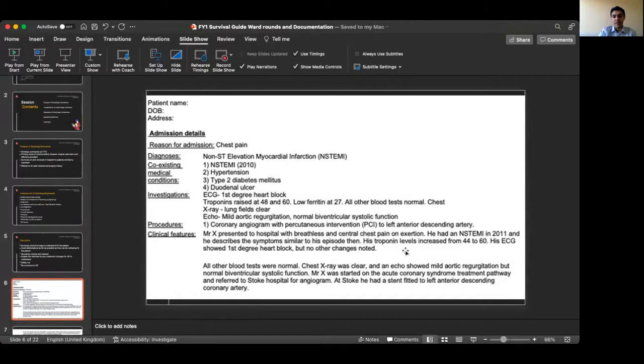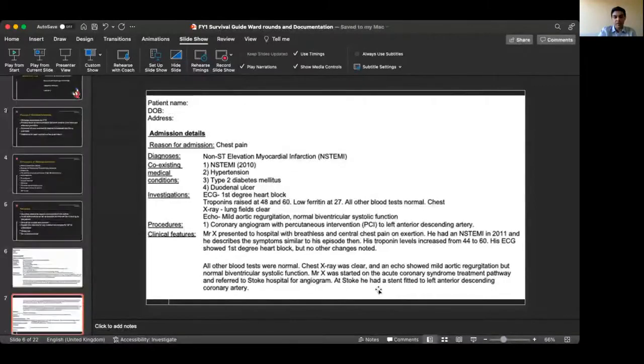So again, this is aimed at the GP. It's important for the GP to know the results of any investigations we did. All other blood tests were normal, chest X-ray was clear, and echo showed mild aortic regurg with normal systolic function. I next go on to tell the GP and the patient about the management plan we've initiated for this patient whilst in hospital. So we treated for acute coronary syndrome, and we referred them for PCI. And I go on to mention where this stent was inserted, so to the left anterior descending artery.